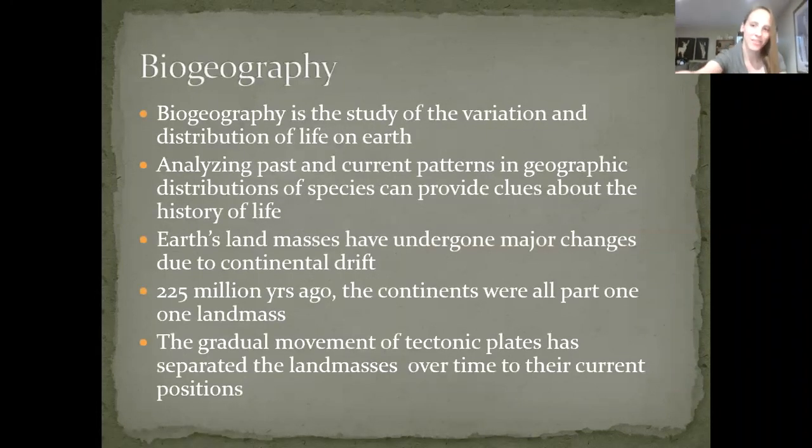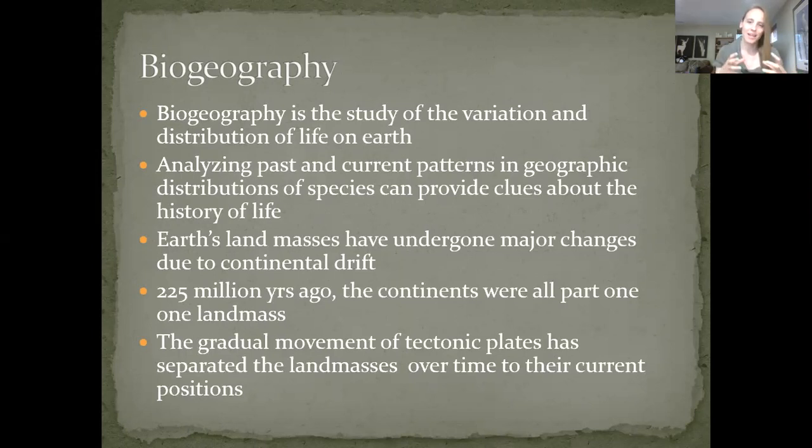So biogeography is the study of the variation and distribution of life on Earth. So where are different organisms found on Earth? That's the distribution. And the variation is how different all of those different organisms are. By analyzing both the past and current patterns in this distribution of species, we can kind of start to see how those species evolved over time.